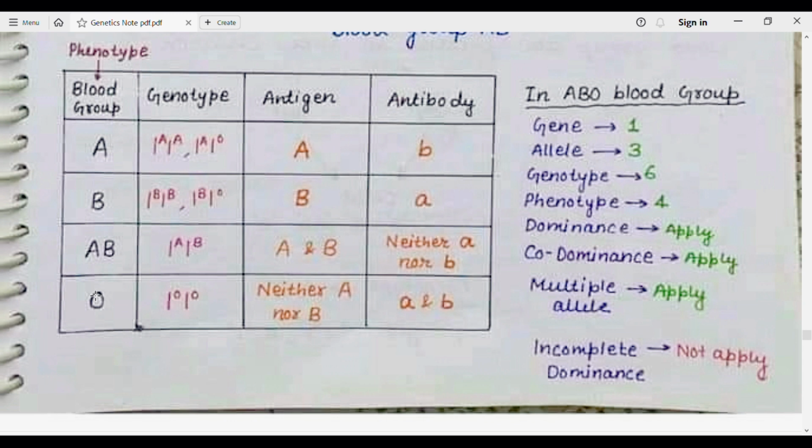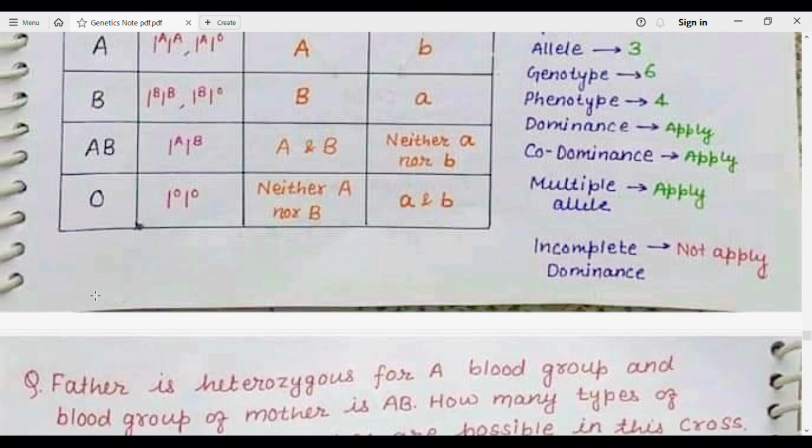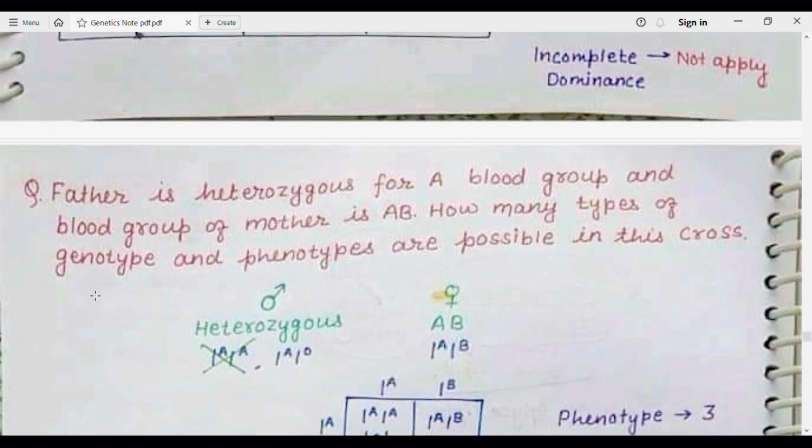So the ABO blood group system can be summarized. It has a single gene, known as the I gene, which is located on chromosome number 9. It has three alleles, IA, IB, and IO, and it has six genotypes and four phenotypes: A, B, AB, and O. IA and IB are completely dominant over IO. IA and IB are co-dominant with one another, so it has multiple alleles, and incomplete dominance does not apply in multiple alleles. Now we will take some examples to understand multiple alleles very easily.